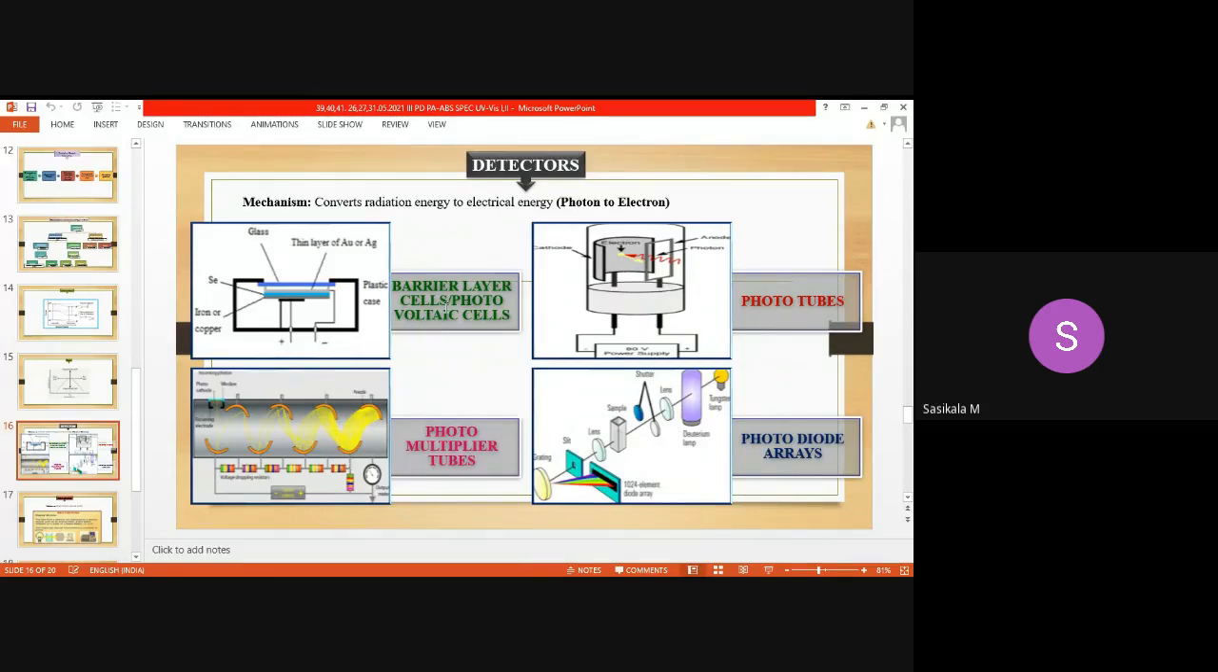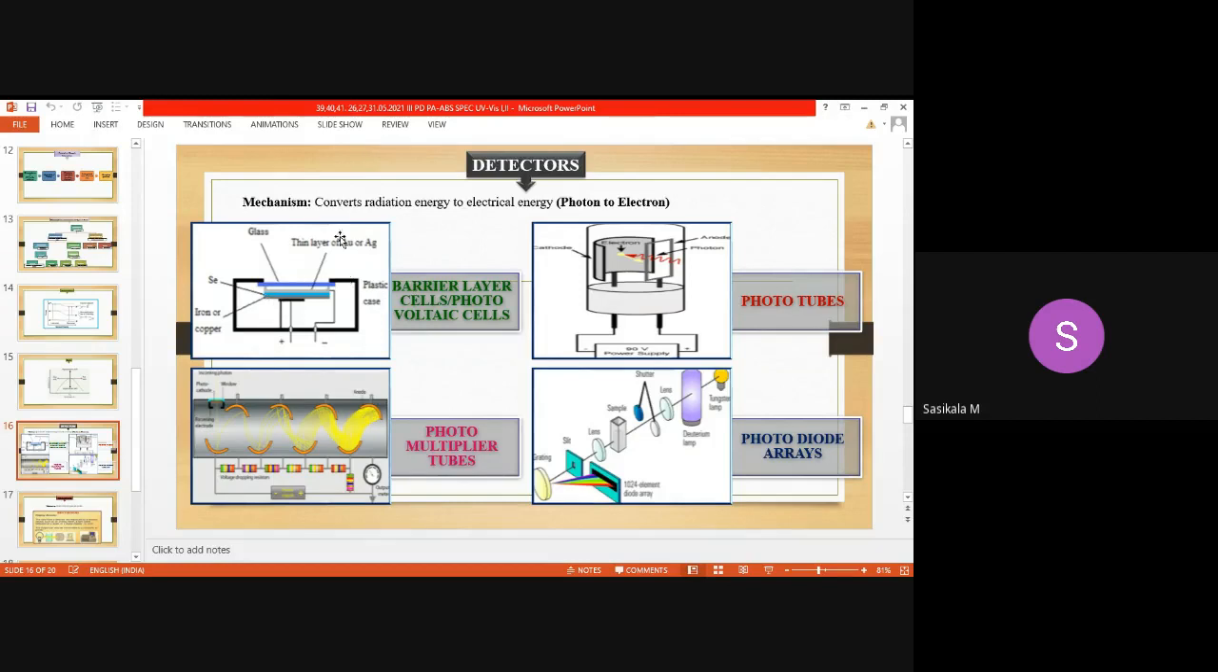One is the barrier layer cell or photovoltaic cell. Another is phototubes. Then in the higher category, in sophisticated instruments, you find photomultiplier tubes, PMT, or photodiode array, PDA, detectors. In filter type instruments like a normal colorimeter, you will find either phototubes or photovoltaic cells. Photovoltaic cells are otherwise called barrier layer cells.